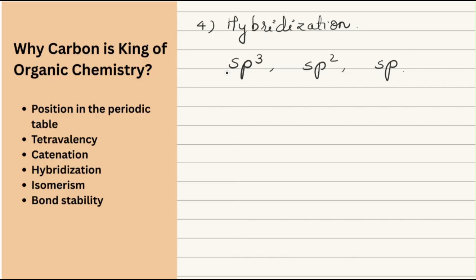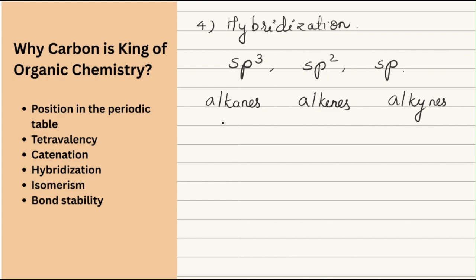What does that mean? Whenever all the carbons are sp3 hybridized, we call the compounds alkanes. If the compounds have sp2 hybridized carbons in them, we call them alkenes. And if they have sp, then we call them alkynes.